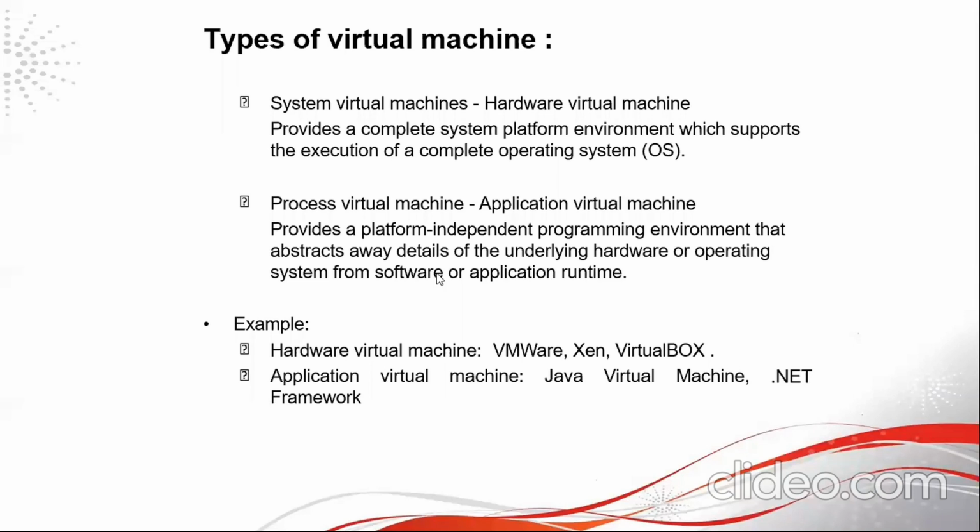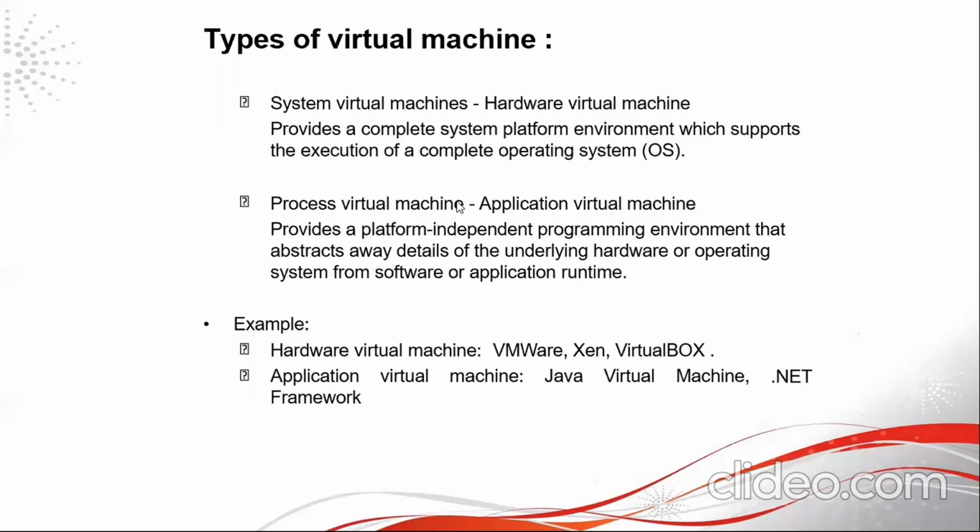Okay, an example. Hardware virtual machines are VMware, Xen, and VirtualBox. So these are the examples of a hardware virtual machine. For an application or process virtual machine, the Java Virtual Machine (JVM) and .NET frameworks are the application virtual machines. So these are the examples of the system virtual machine and the process or application virtual machine.